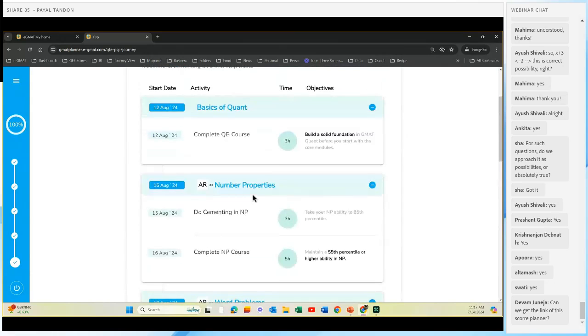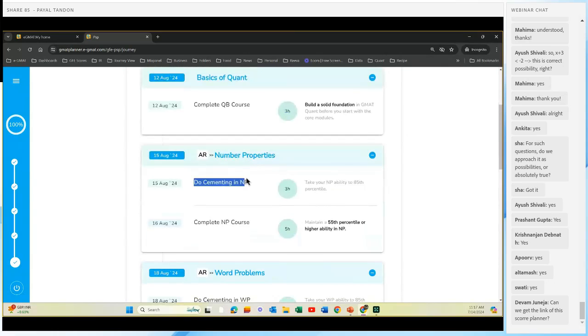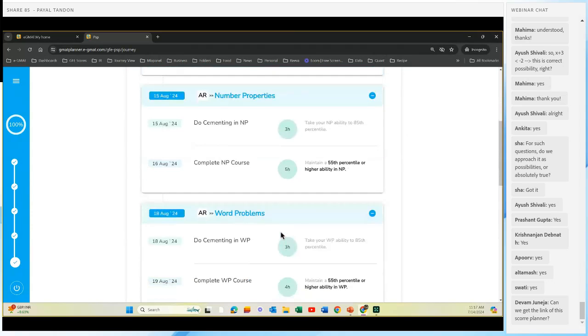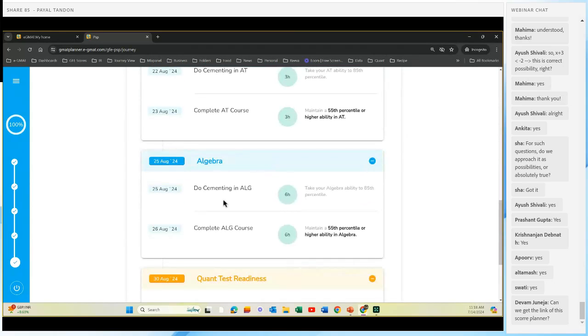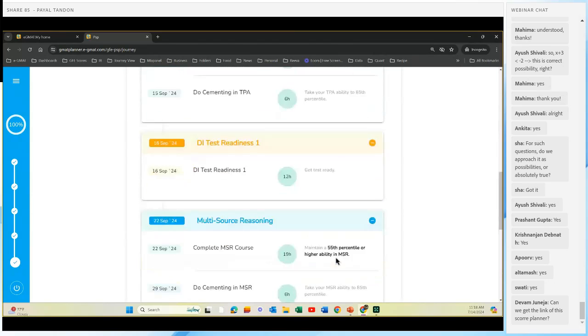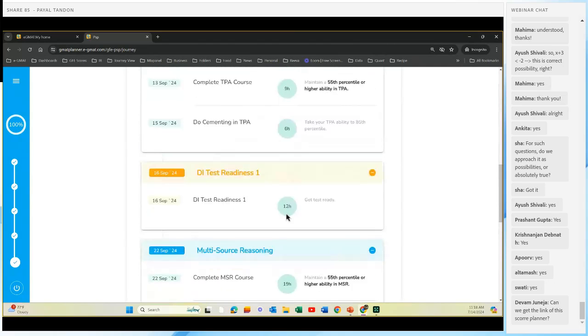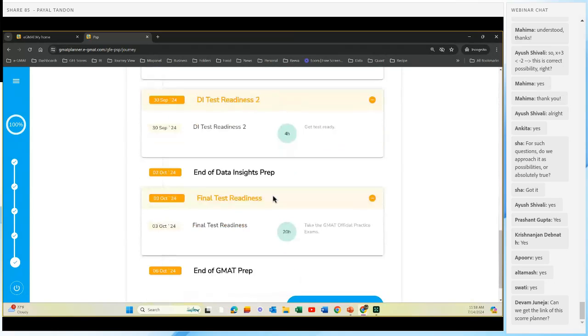Now, quant, look at this. You are starting with the quant basics course. That is a very important course, but given where you're at, you may just need 3 hours for that. And then you're doing cementing in number properties, and you're bridging your gaps utilizing the NP course. Likewise, the same thing over here. And the system did this based on your starting scores in arithmetic and algebra. And likewise for DI, and this is where you see that there are two test readiness modules in DI, one that you do before MSR and one that you do after MSR, and then there is this final test readiness.